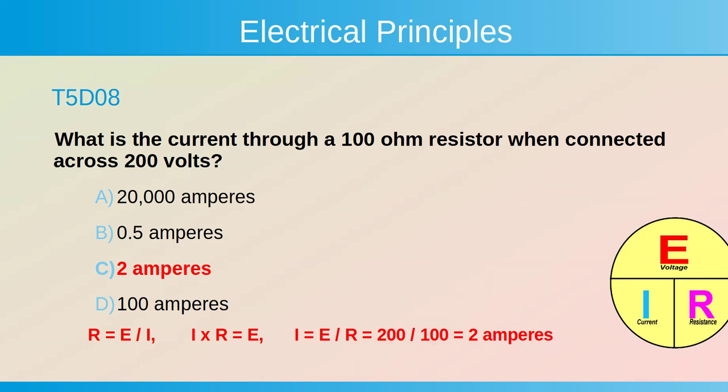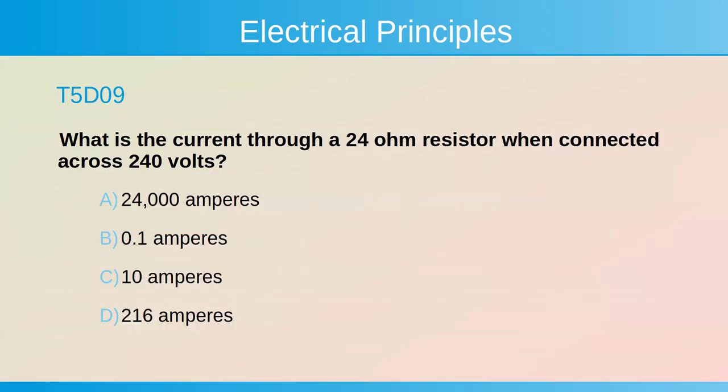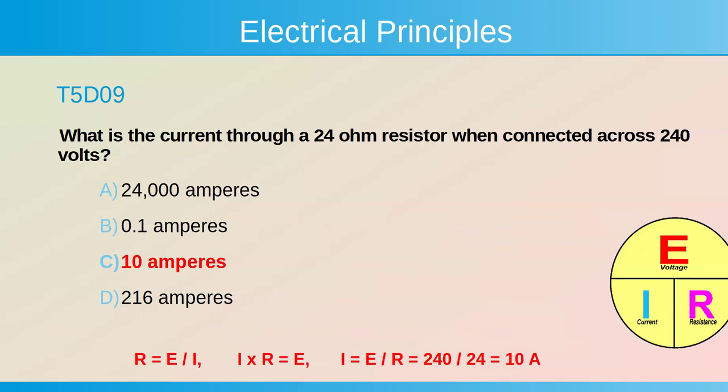So, resistance is voltage divided by current. The basic Ohm's law formula. You know, the graph, voltage, current, straight line. What is the current through a 24 ohm resistor when connected across 240 volts? So we want current. Charlie.